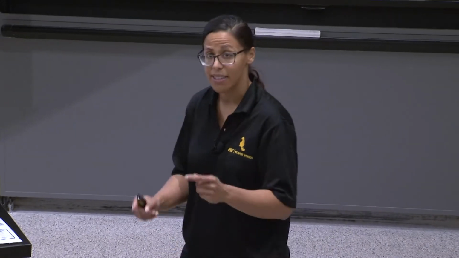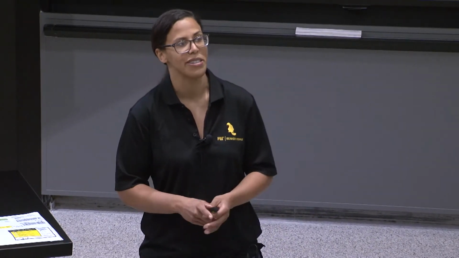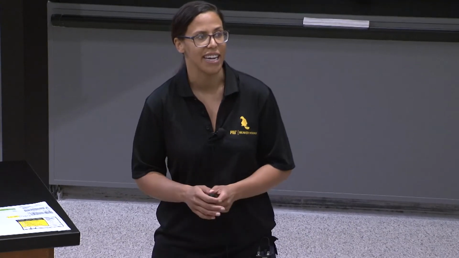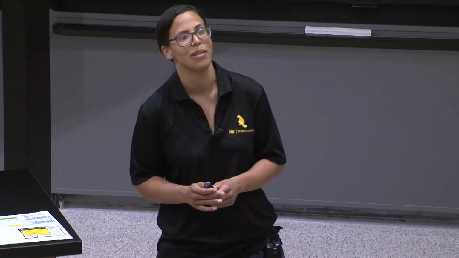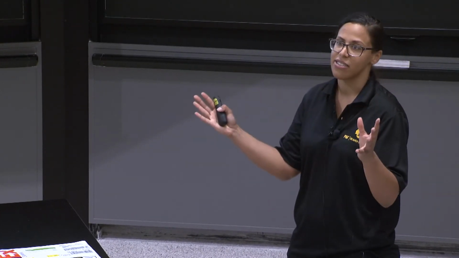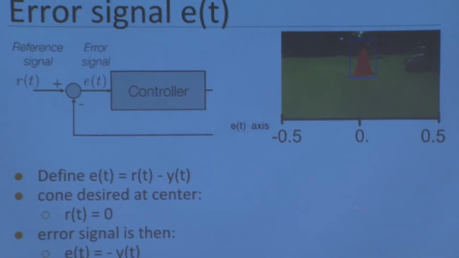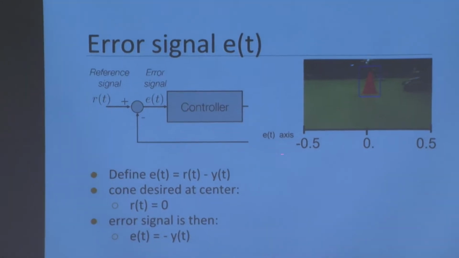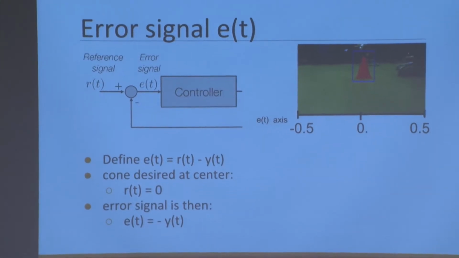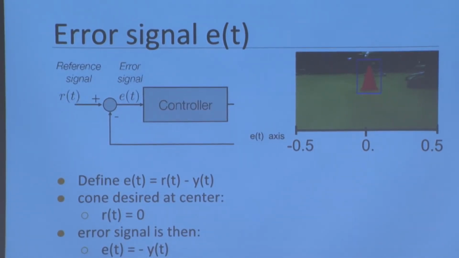So I'm really excited that you guys are going to be your own designers. You guys are going to be your own engineers. You're going to decide what is the control problem and how you want to fix it. So suppose we have defined our error signal this way, and now we have this picture over here that defines what is going to be the error signal when we detect the cone at the left side versus the right side.